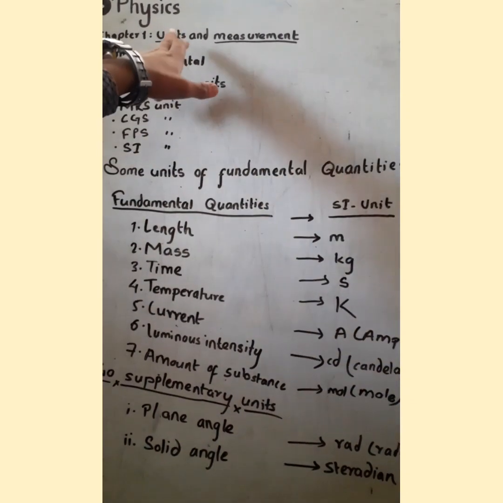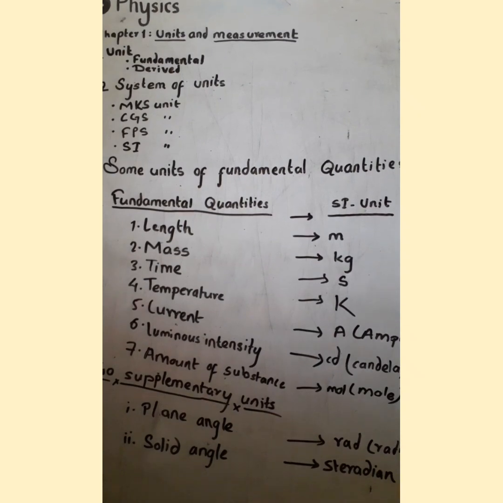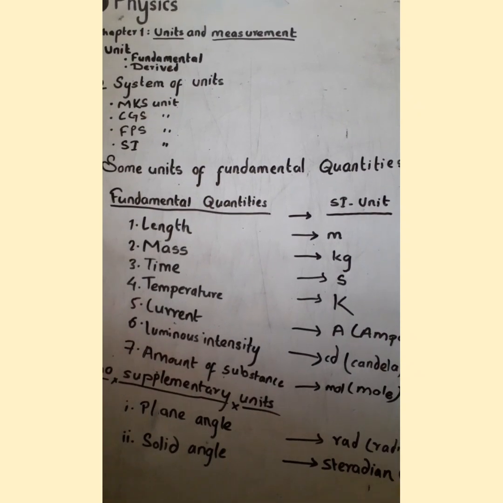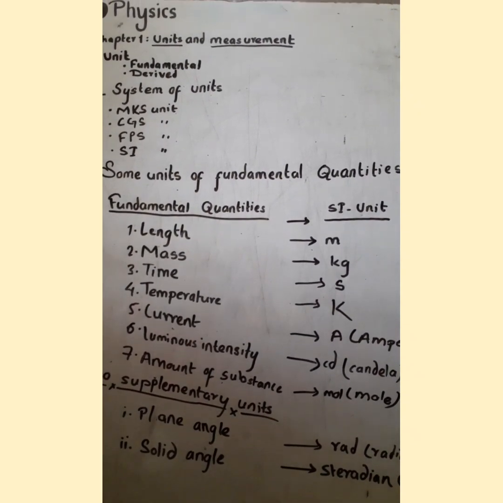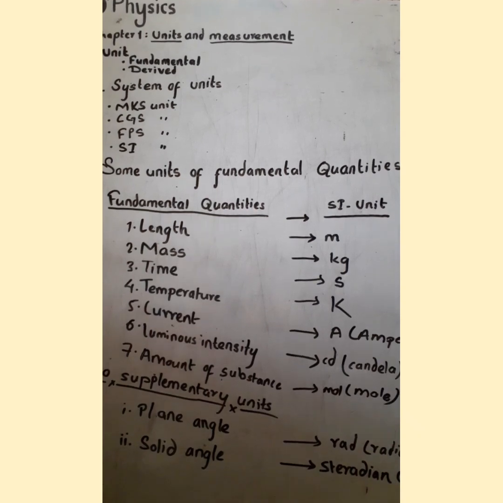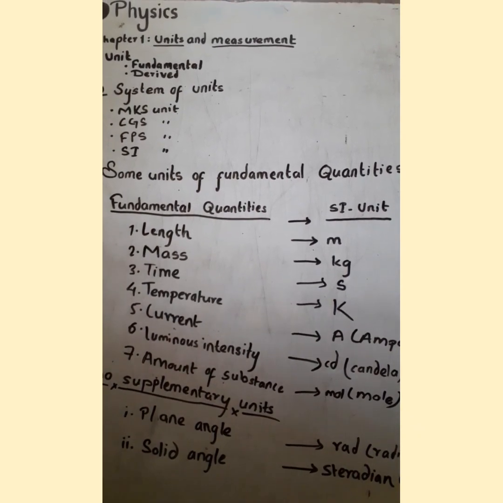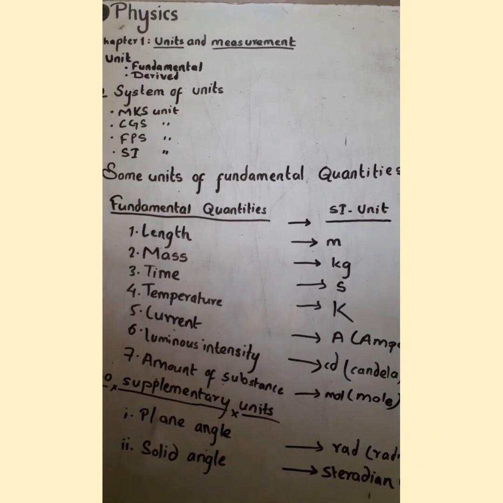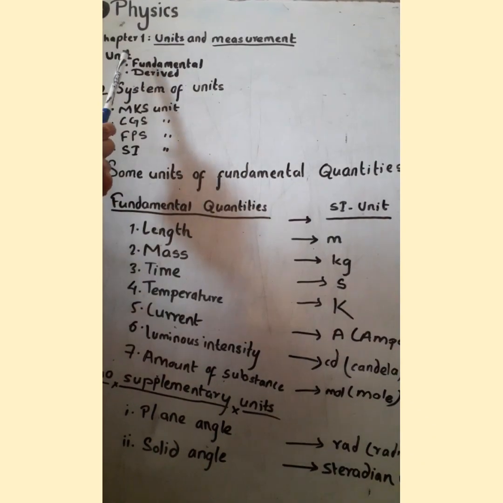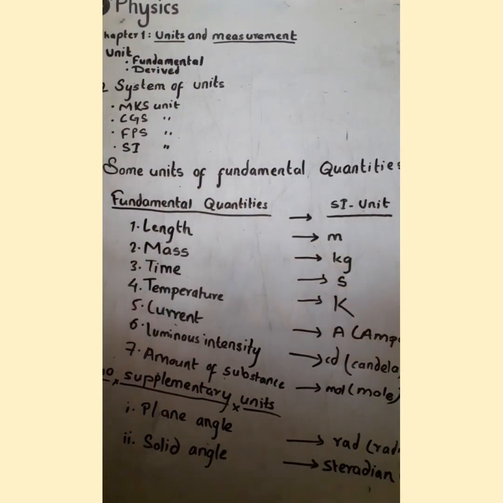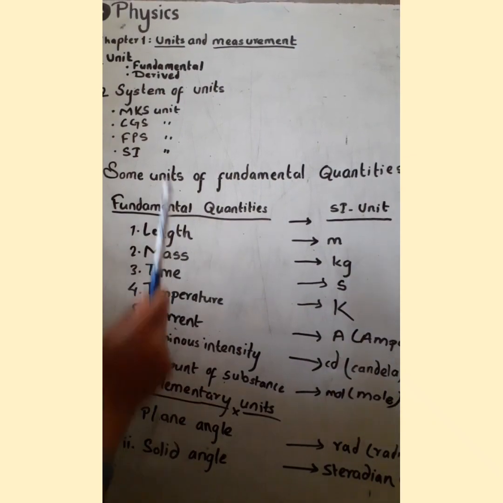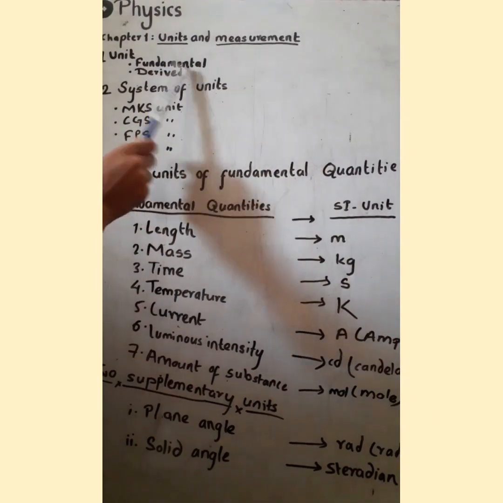And then, what is unit? Unit, the quantity used as a standard of measurement is called unit. And there are two types of unit. They are fundamental unit and derived unit.